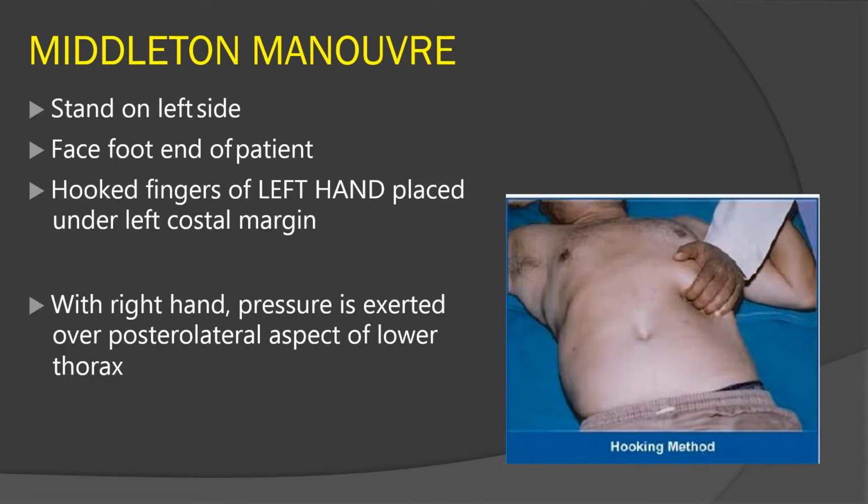Coming to Middleton maneuver, stand on the left side, face foot end of the patient, hooked fingers of the left hand placed under the left costal margin as shown in the figure. With the right hand, pressure is exerted over the posterolateral aspect of the lower thorax. This is hooking method.